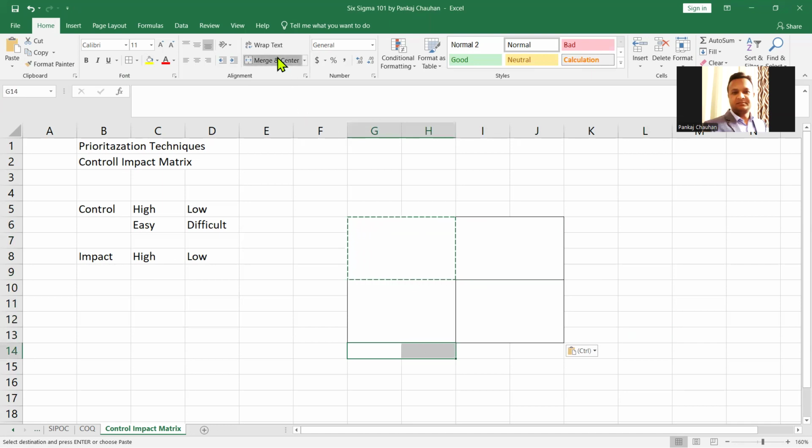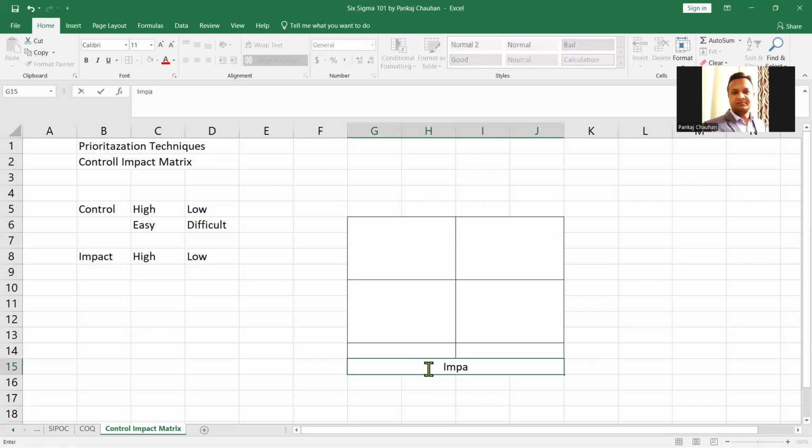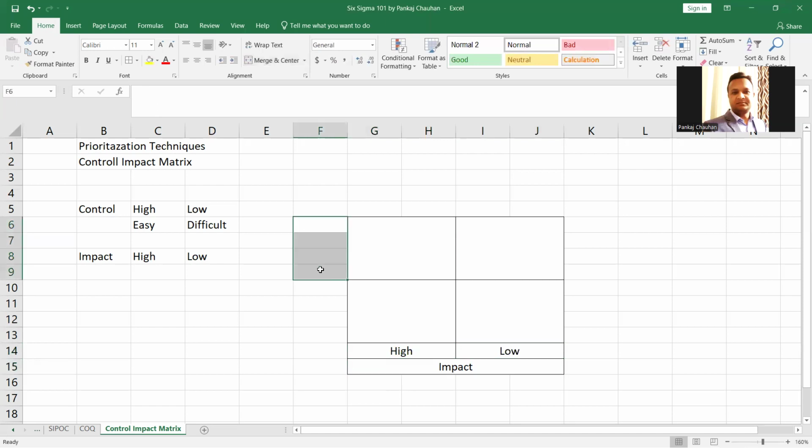Now, on the X axis, it depends on you what you want to put. Either you can put impact or you can put control. It's completely your choice. Let's say I'm putting impact here: impact is high or impact is low. Now on the Y axis I will do the same thing, and instead of impact, I will put control here. So control is high or control is low.